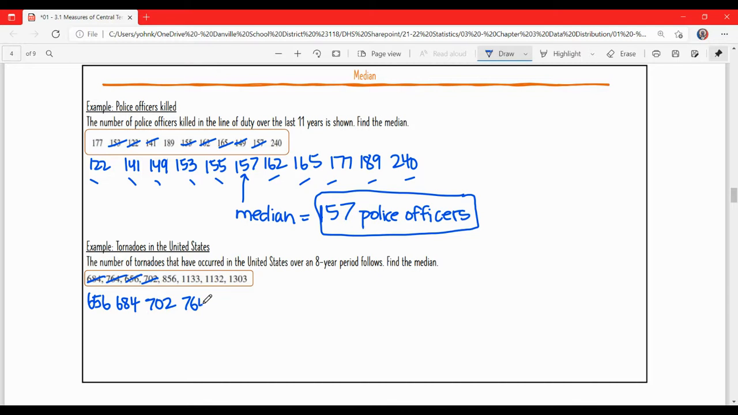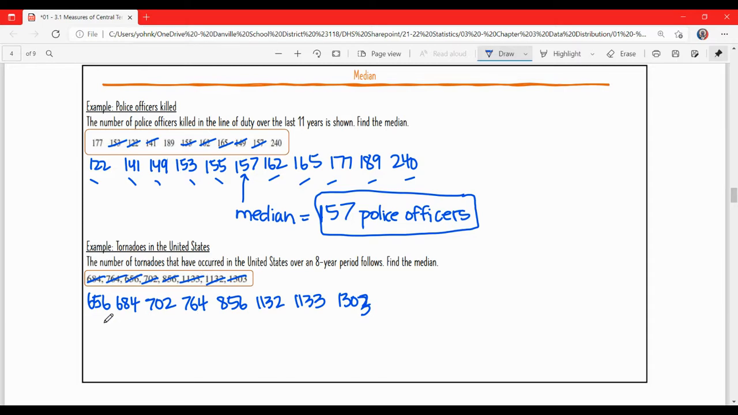764. 856. 1132. 1133. And 1302. Or 1303. 1, 2, 3, 4, 5, 6, 7, 8. All right, I didn't forget any.